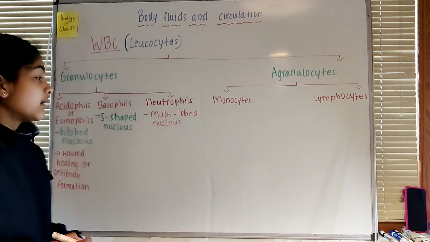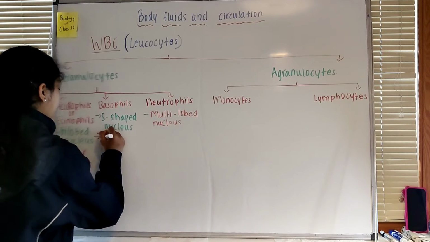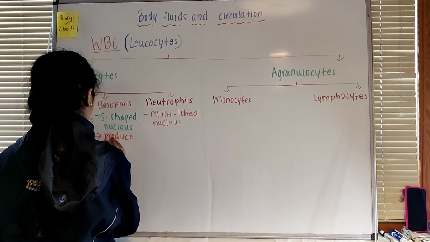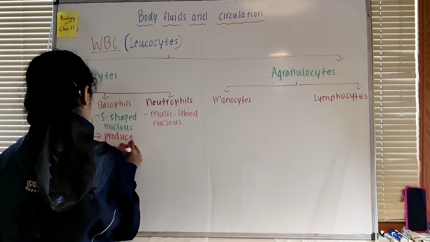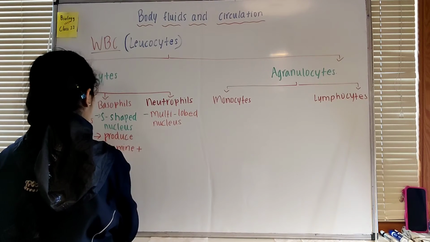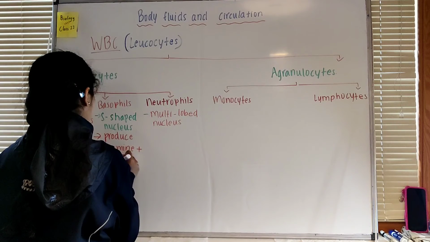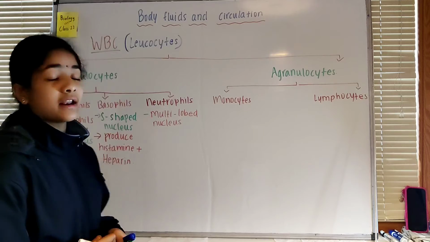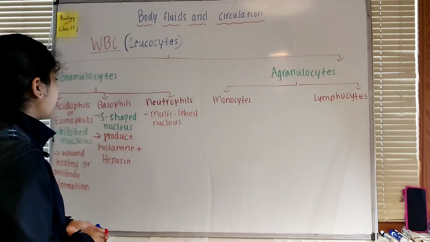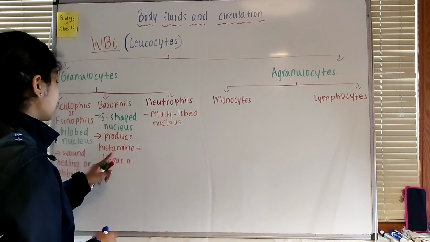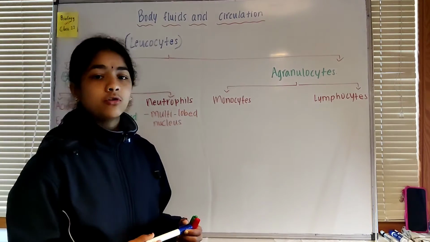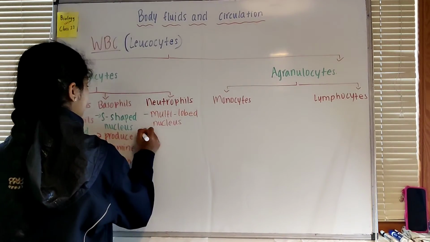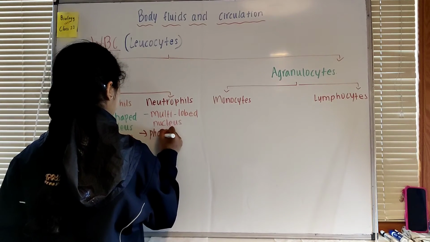Basophils, they produce histamine and heparin. Heparin is an anticoagulant. We have already seen that. So heparin is also present in the blood. So the basophils produce these two things, histamine and heparin. Neutrophils have a multi-lobed nucleus and they act as phagocytes.